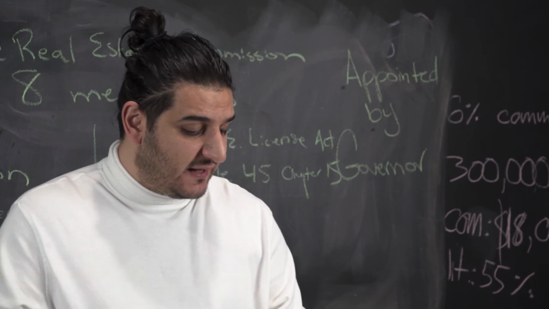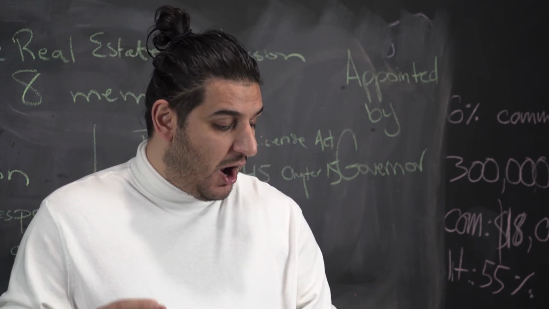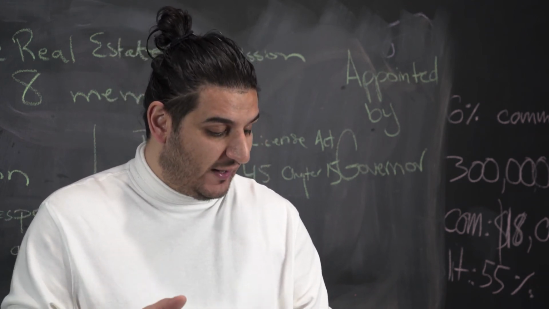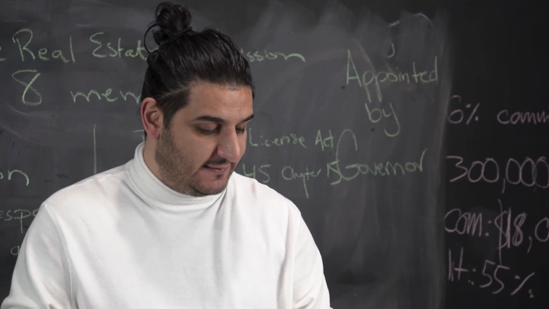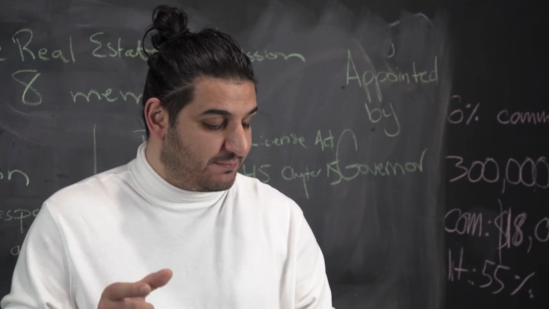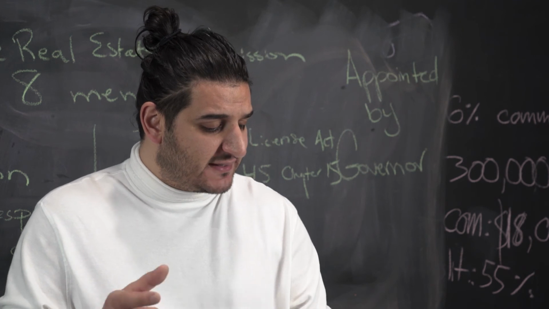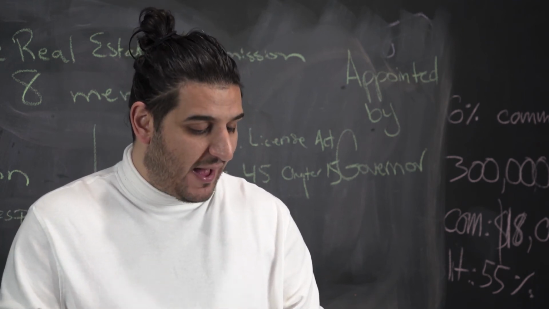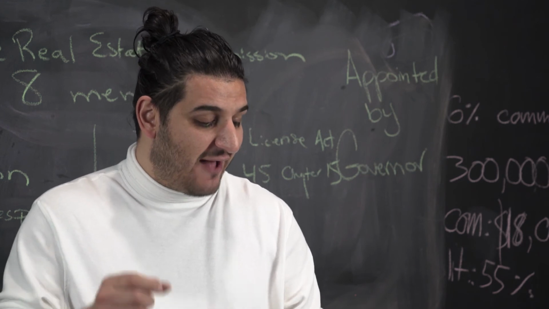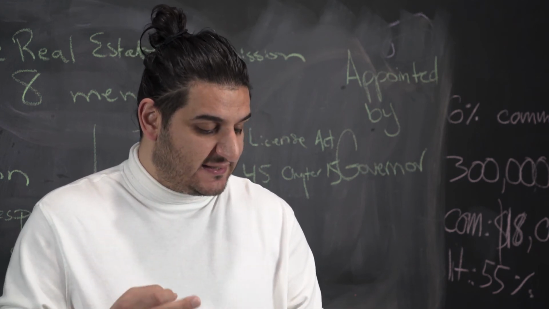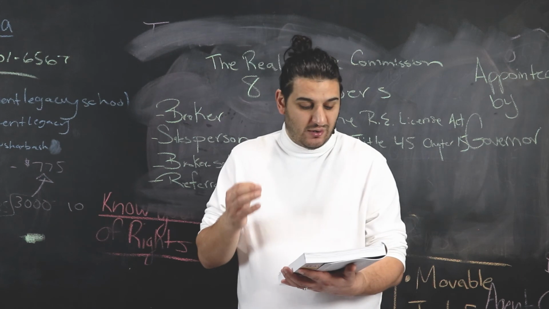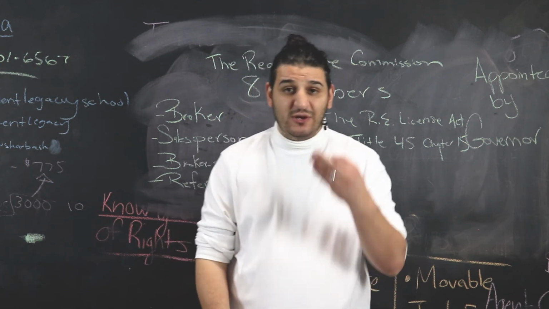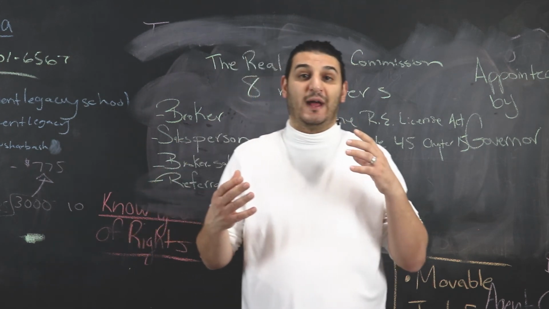Licensees can prepare sales contracts only on 1 to 4 family dwellings and single family lots. And every contract or lease prepared by a licensee must carry specific language notifying tenants or buyers and sellers that they have 3 business days in which to seek attorney review of the contract. So in New Jersey, you get 3 days to review a contract.